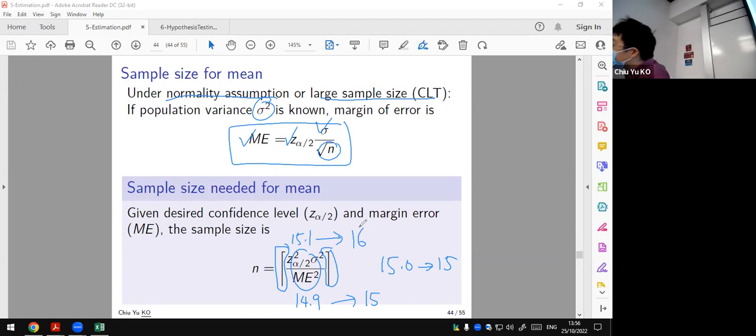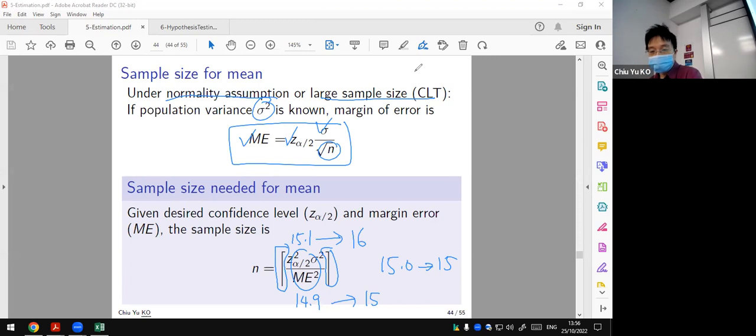The goal is we give you how large the margin of error is, you tell me what N is. That's actually what happens when you decide to do a survey or a questionnaire. You really want to know how many you need to get, right? But this is a very practical question. Is that clear?